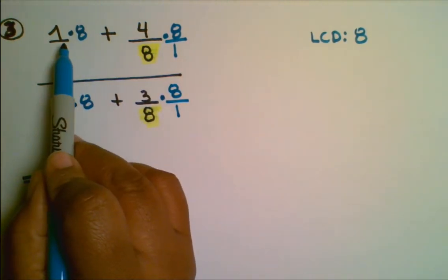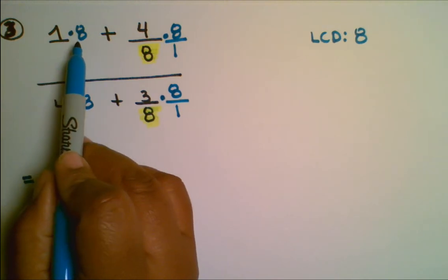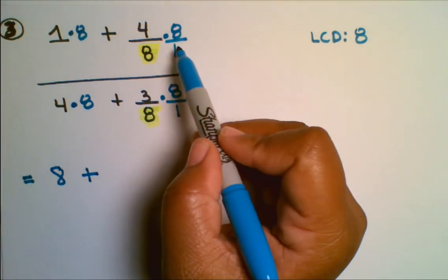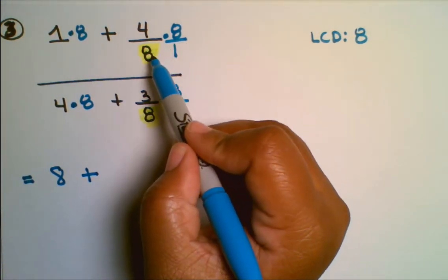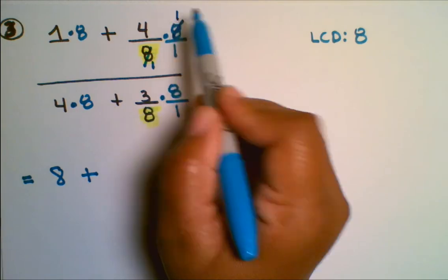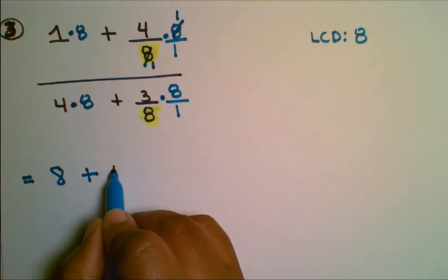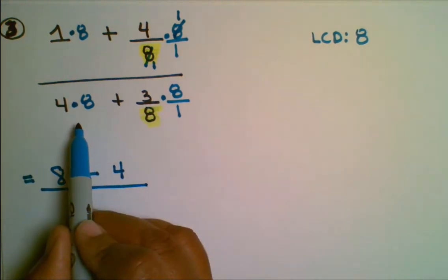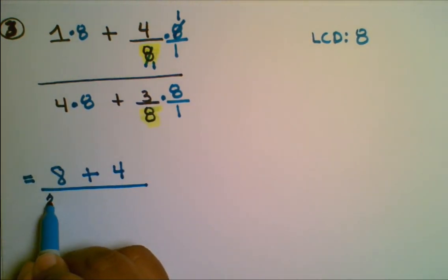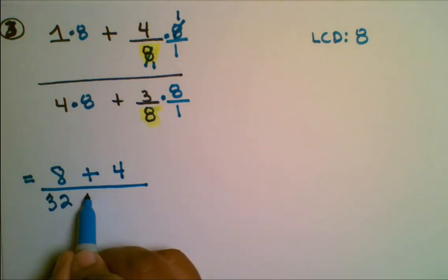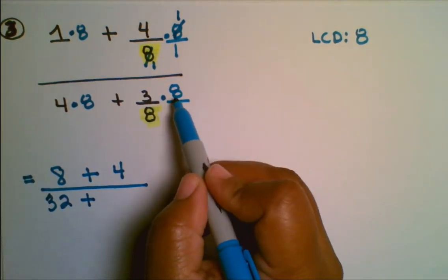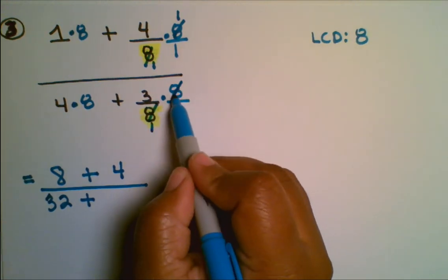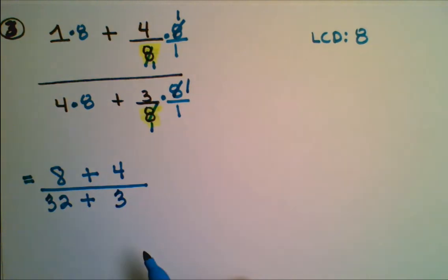So let's multiply. First term, numerator, 1 times 8. We have 8 plus, let's look at the second term here. The 8s are going to divide out, and we're left with a 4, all over our denominator. Multiply 4 times 8, we have 32 plus, and then what's going to happen to the 8s here? They're going to divide out, and we're left with a 3.